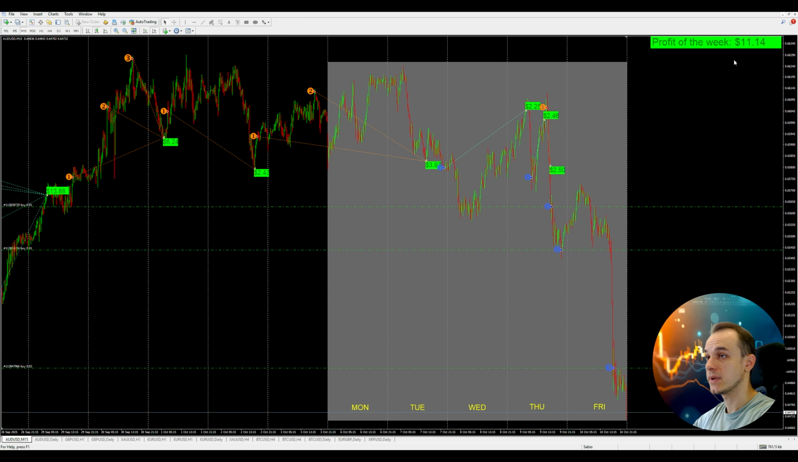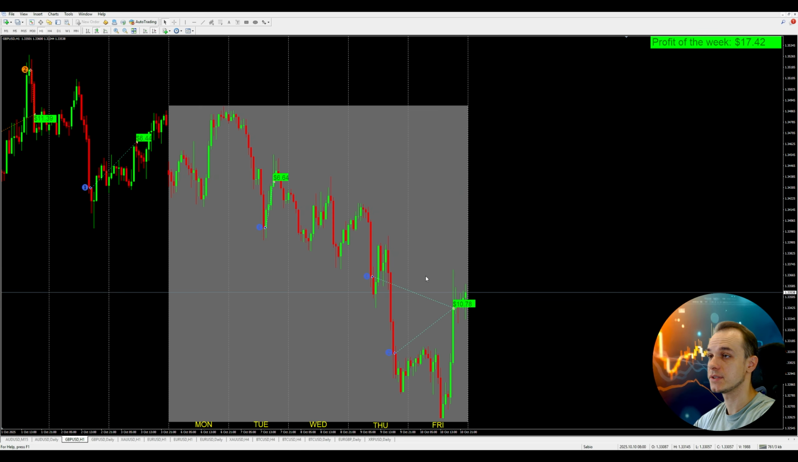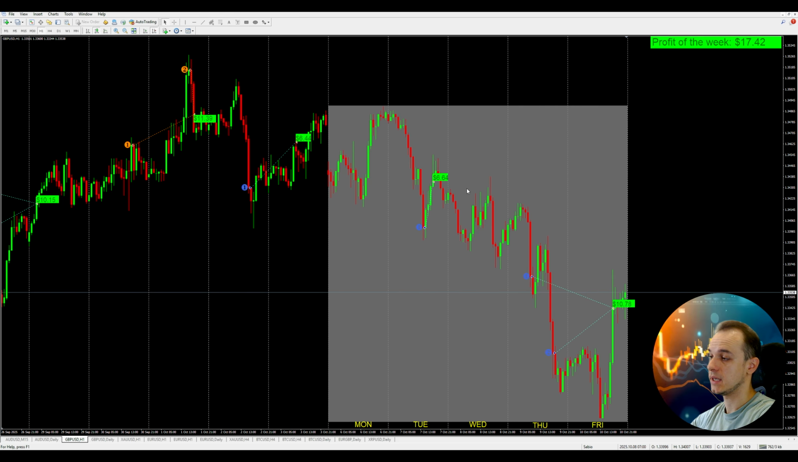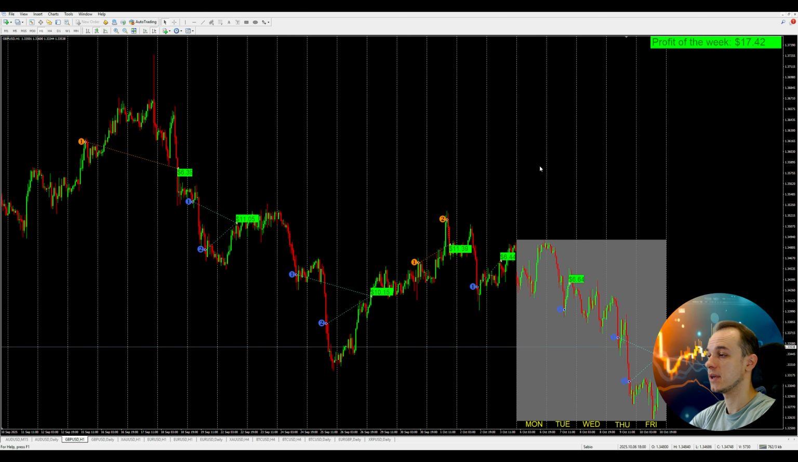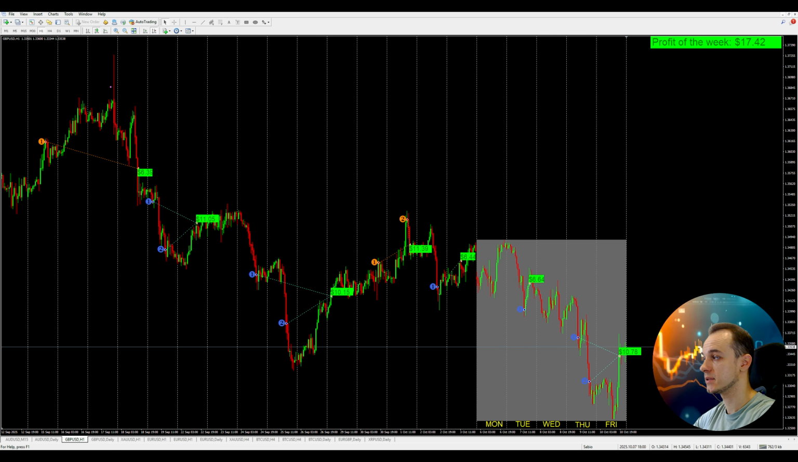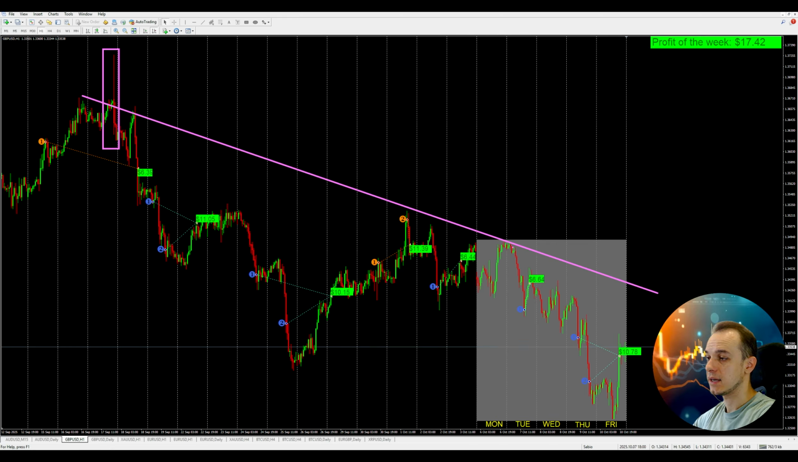The profit of this week amounted to $11, and let's switch to the next currency pair. This is GBP USD. We are again on an hourly time frame, and here you can see that the downtrend continues. It started when the Fed announced the decrease of the interest rate, and since that time we can see that the market is declining, and now we have another phase of acceleration of this trend. And also the market broke September's lows, and now we can see that it is heading downwards.